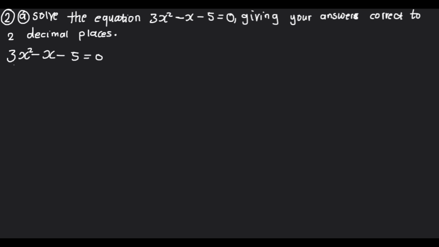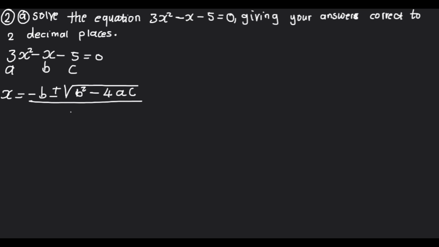So the coefficient of x squared is a, then the coefficient of x is just b, then the number without the letter is a constant. Then the formula is x is equal to minus b plus or minus the root of b squared minus 4ac, divided by 2a.